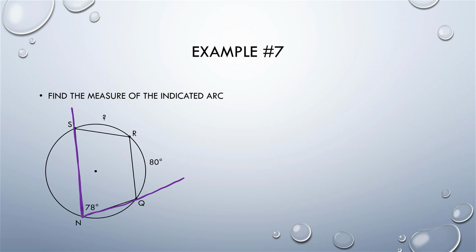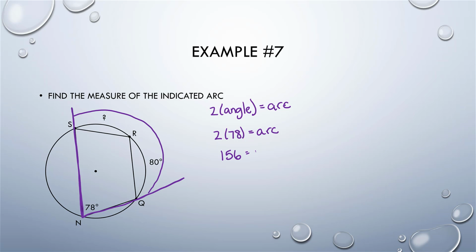So here is our angle, and the intercepted arc is between the 2 sides of my angle here. So that whole length. Inscribed angles, when you double it, you get your arc. So 2 times the angle equals my arc. 2 times 78 equals the arc. And 2 times 78 is 156. So the whole arc is 156 from S all the way over to Q.